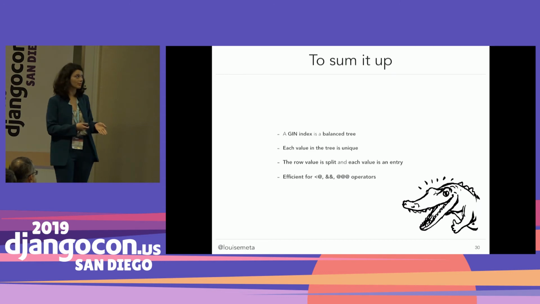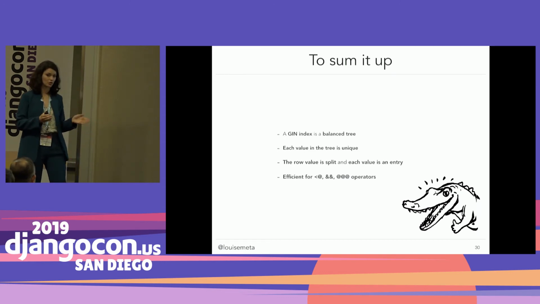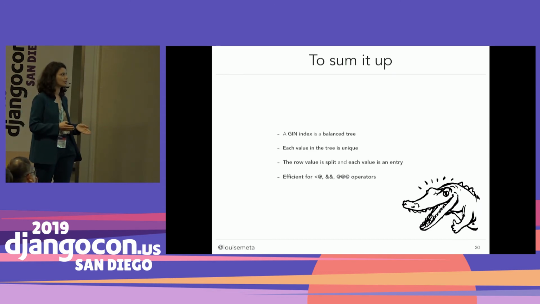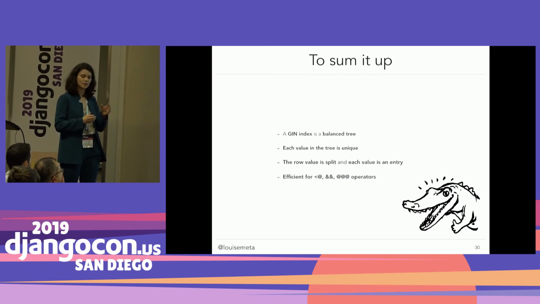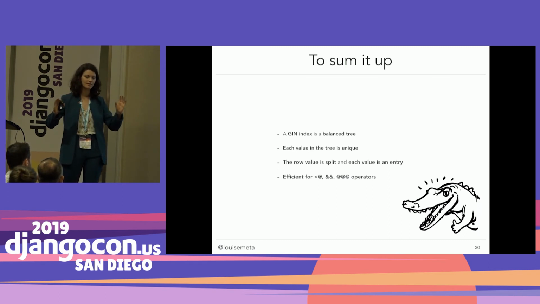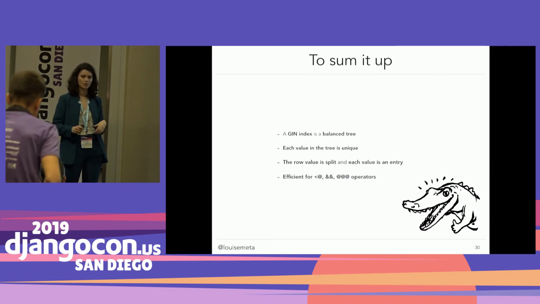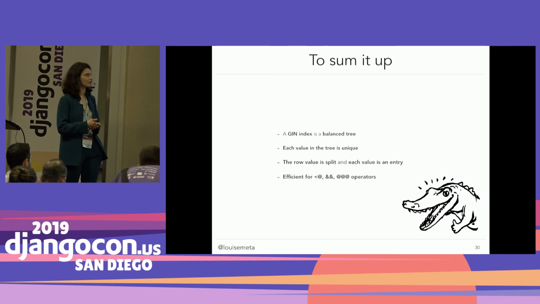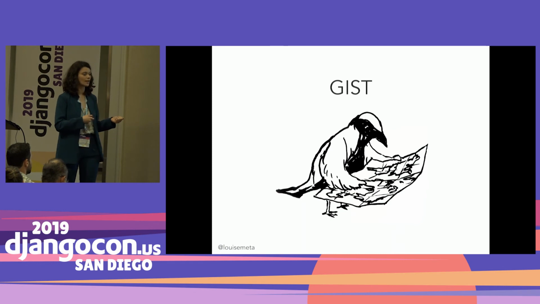So to sum it up, Gin is also a balanced tree, so that's pretty close to a Btree, and each value in the tree is unique. Instead of just indexing the row, we split the value, and each value is a unique entry in the tree. So it's very efficient for full text search and overlapping data, etc. And I'm going to speak about Gist.